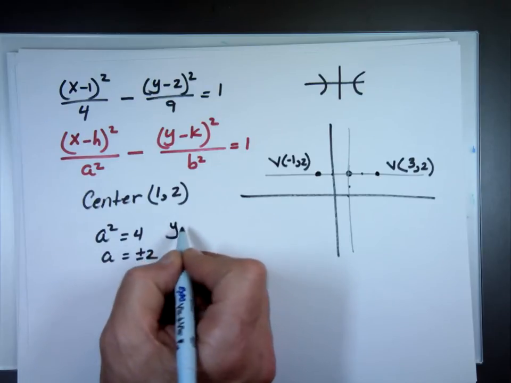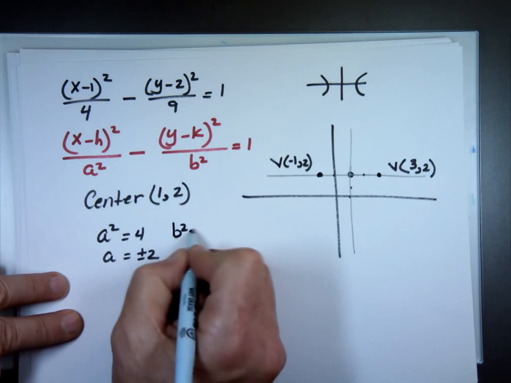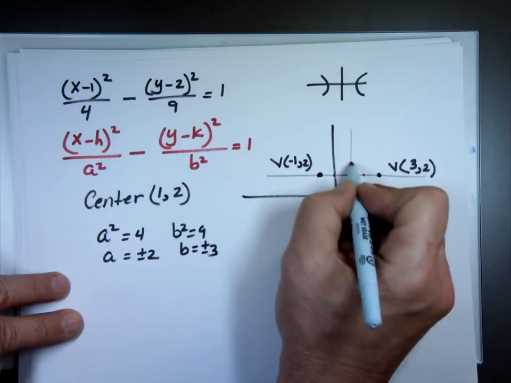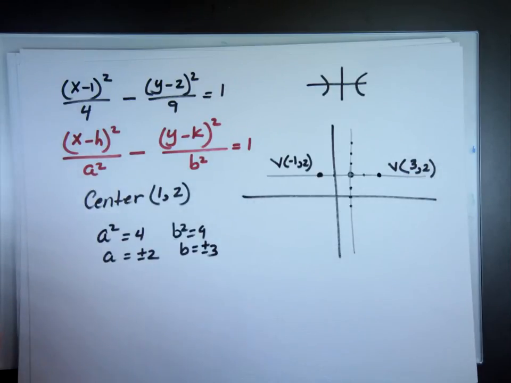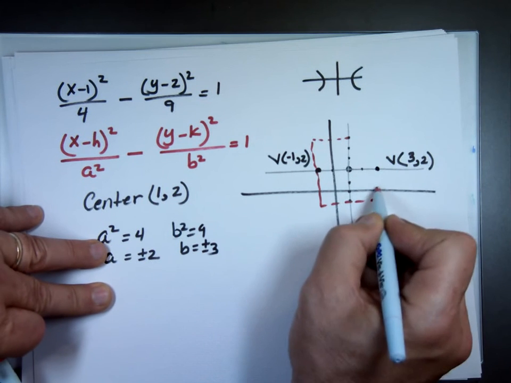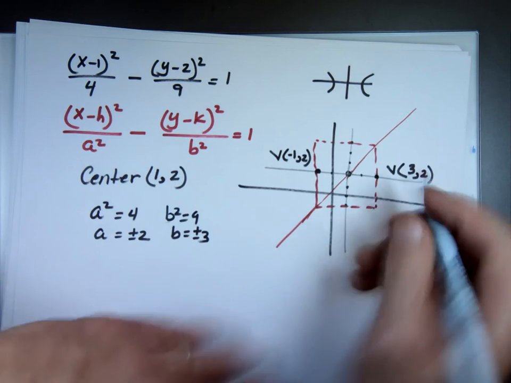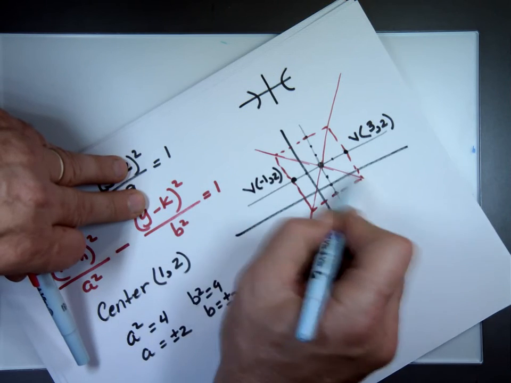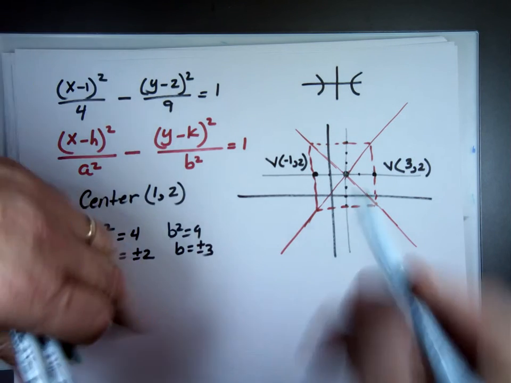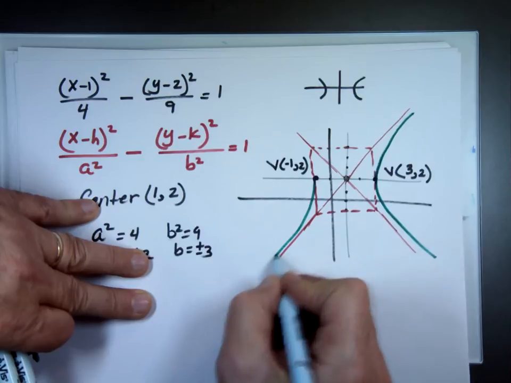b squared equals what? b equals plus or minus 3. Go 3 up and 3 down. 1, 2, 3. 1, 2, 3. And now let's make our box. So again, these are the asymptotes. And now my graph is going to go through that vertex. Shoot to the right. Shoot this way. Down this way. Up that way.